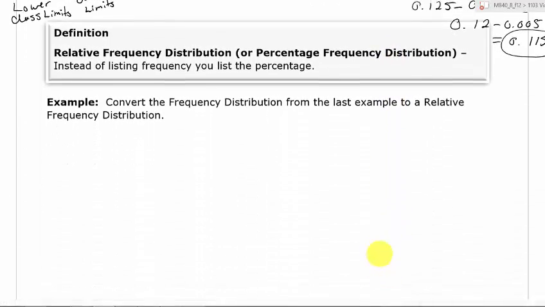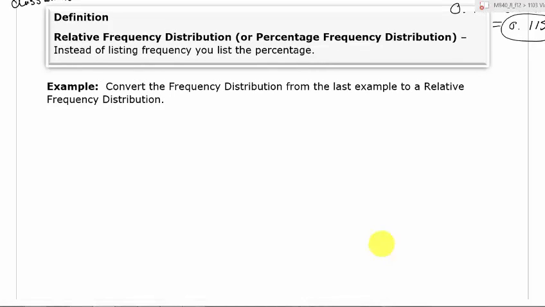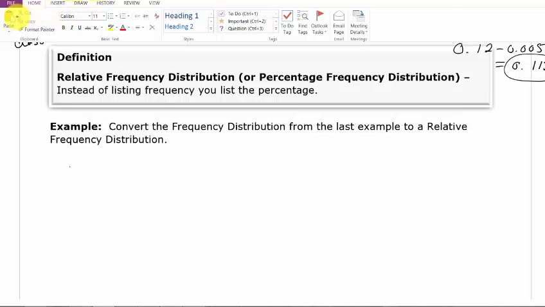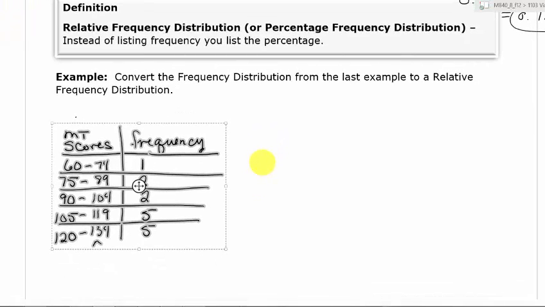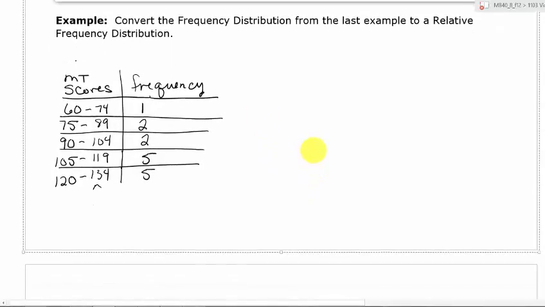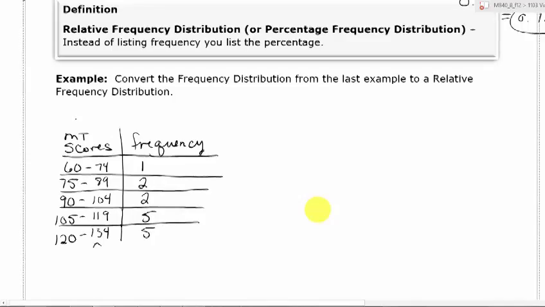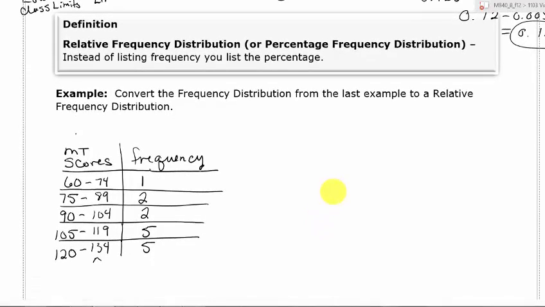So the next type of frequency distribution that we're going to look at is a relative frequency distribution. We're going to take the last example and turn that into a relative frequency distribution or a percentage frequency distribution. Those are just slightly different names that mean the same thing. Instead of listing frequencies, we're going to list percentages. So 1 is what percent of our total number of data values? That would be 1 divided by 15.